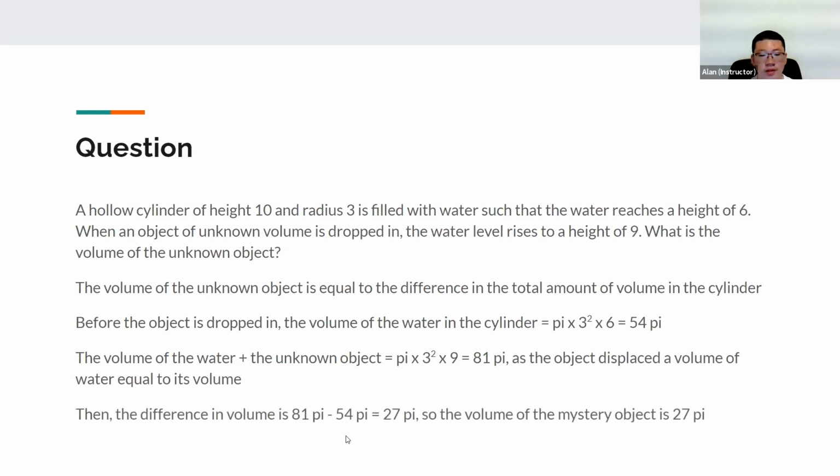And so, if you find the difference in the volumes, you get that there was a 27 pi difference in the volumes. So the volume of the mystery object is going to be 27 pi.